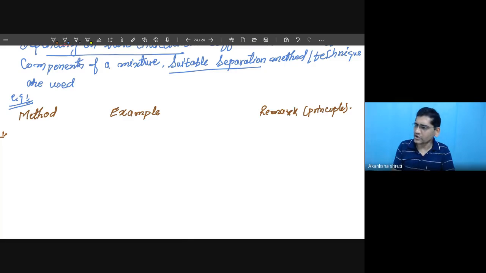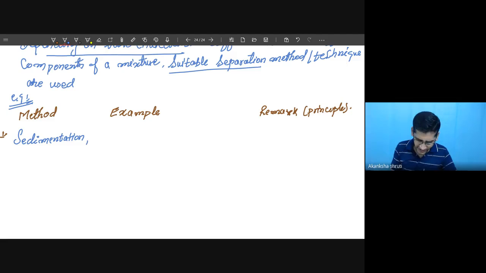The very first process, which is quite common, is filtration, or even sedimentation is also there. If the particle size is quite big, the particles will settle down. If the solution is left undisturbed, then sedimentation can also be used. So the very first is sedimentation.